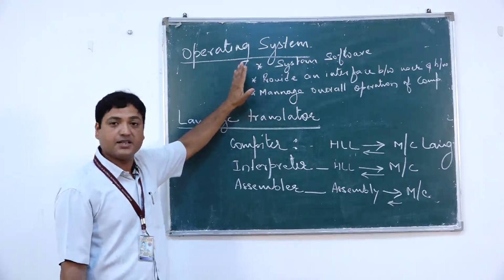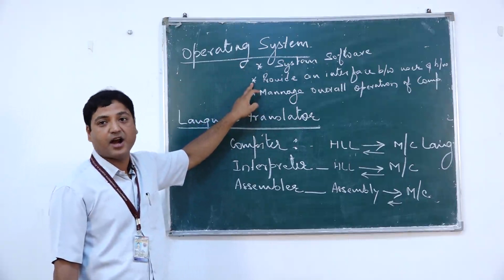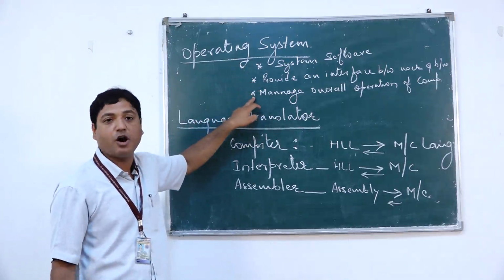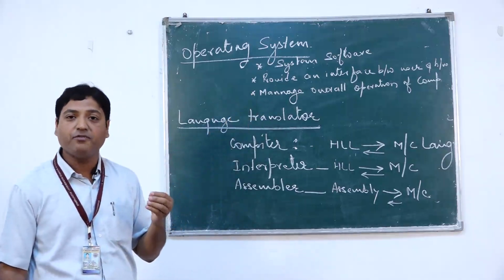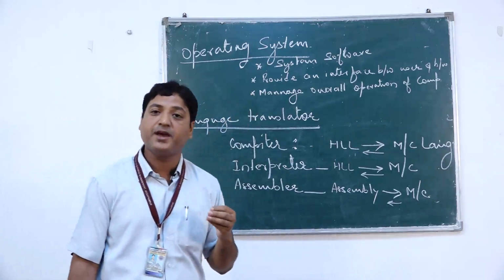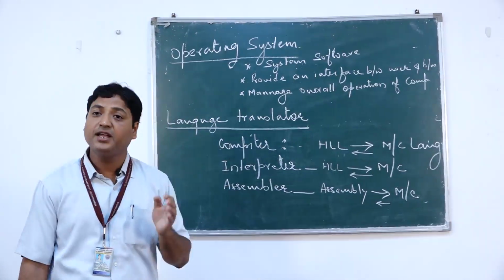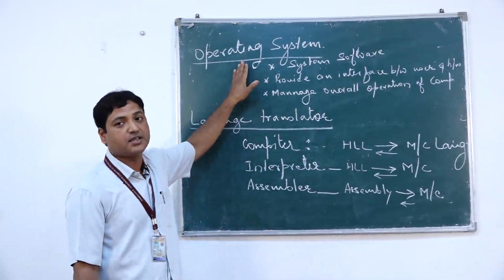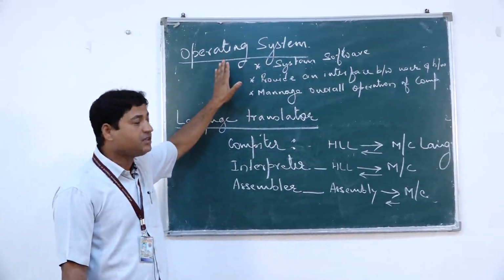That is, it is a system software, it provides an interface between user and hardware, where the user is like me and you, and it manages the overall operation of the computer system. All the operations involved with the computer system, like memory management, security management, processor management, scheduling, everything is managed by the operating system. So it is one of the most important parts of the computer system.